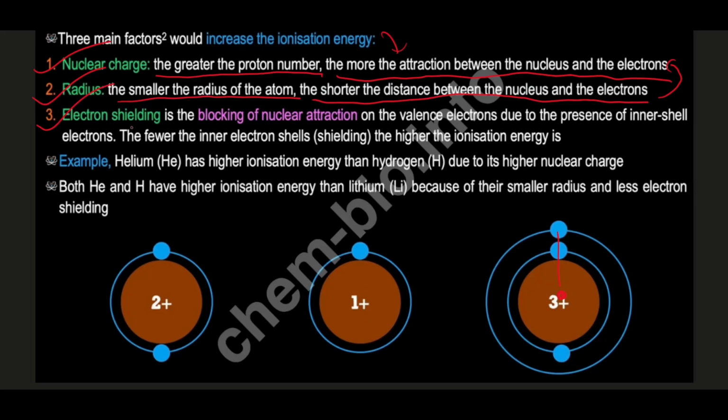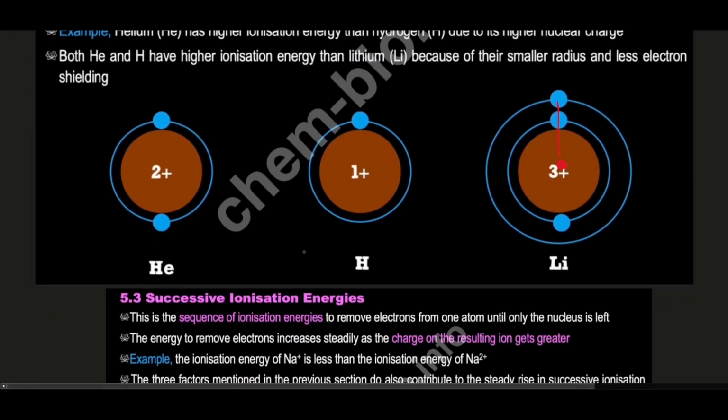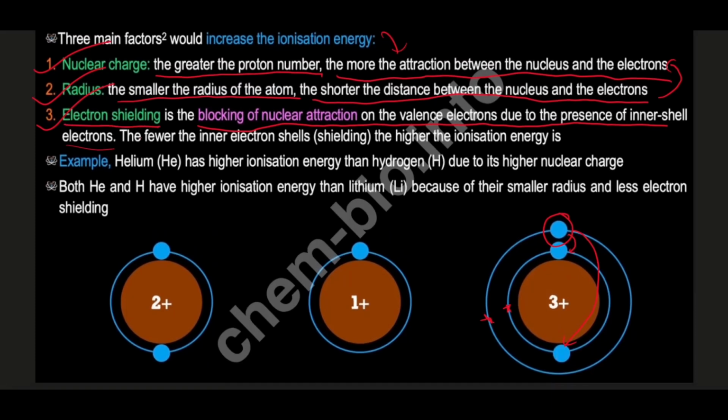I think you understood. And the third factor is electron shielding, the blocking of the nuclear attraction on the valence electrons due to the presence of inner shell electrons. See, compared to helium and hydrogen, in lithium you see there are two shells, right? So the outer electron right here faces repulsion from these two inner electrons, compared to hydrogen and helium where you don't have any inner shell. The repulsion faced by this outer electron from these inner electrons is known as electron shielding. Am I clear?